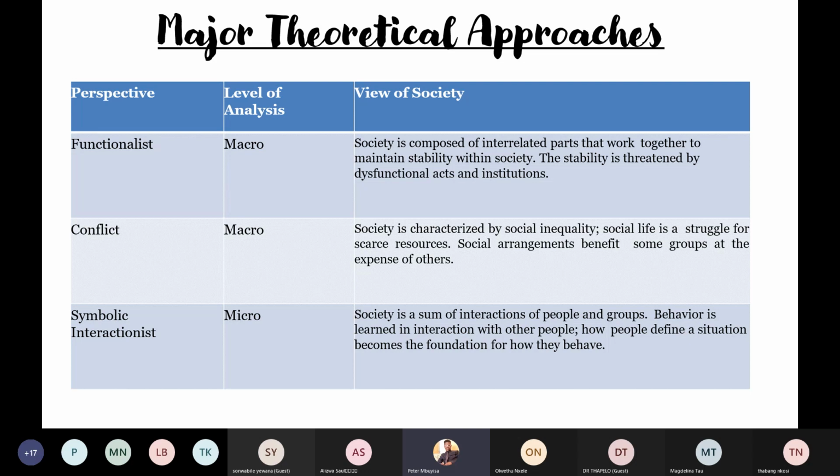So in looking at general or macro society, we look at the structural functionalist perspective. We call it the structural functionalist perspective. And what view does it have on society? It says society is composed of interrelated parts that work together to maintain stability within society. And it says the stability is threatened by a dysfunctional institution.